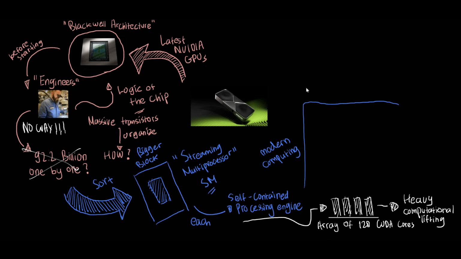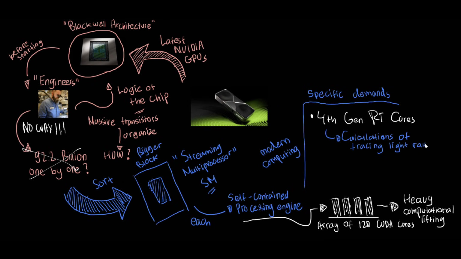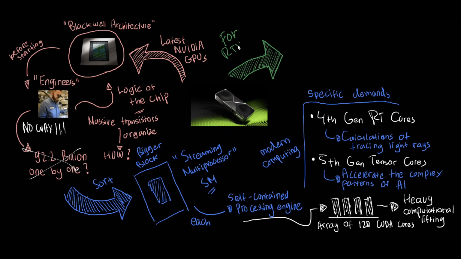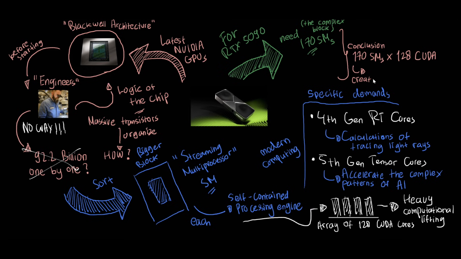But to handle the specific demands of modern computing, they have also integrated the latest evolution of their specialized hardware: the fourth generation of RT cores, which are dedicated solely to the calculations of tracing light rays, and the fifth generation tensor cores, which are built to accelerate the complex patterns of artificial intelligence. For the RTX 5090, the design requires us to take this complex block and replicate it across the silicon landscape 170 times. This results in a massive grid of 21,760 individual cores that must all operate in perfect synchronization, creating an architectural map that guides the machines in the next step.